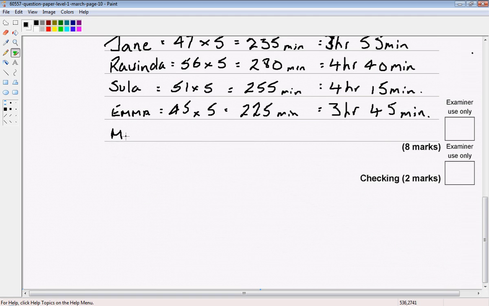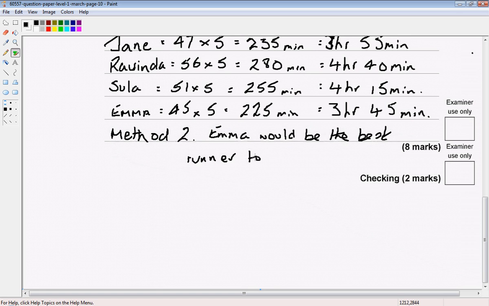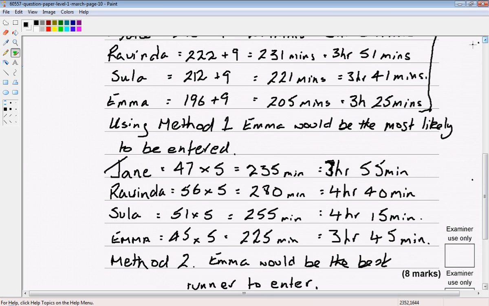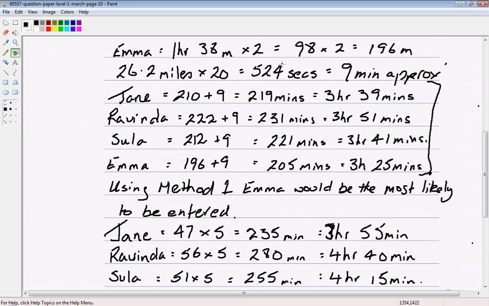So we can put here method 2, Emma would be best runner to enter. So we've shown it with method 1 and method 2.